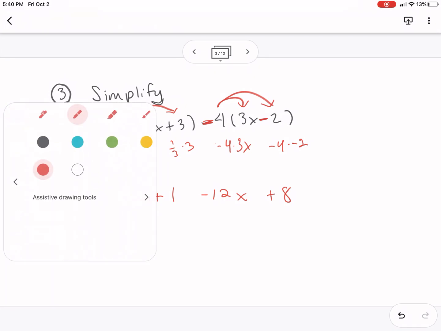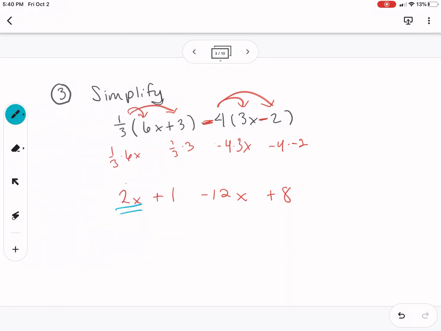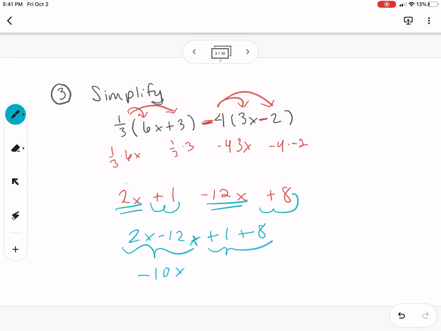From here, we want to combine like terms. So I can combine 2x with minus 12x. And I can combine 1 with 8. So plus 1 plus 8. 2x minus 12x is negative 10x. And 1 plus 8 is a positive 9. So here my answer would be negative 10x plus 9. Remember, there's different ways to write your answer. So you could also switch the order and write it as 9 minus 10x using your commutative property.